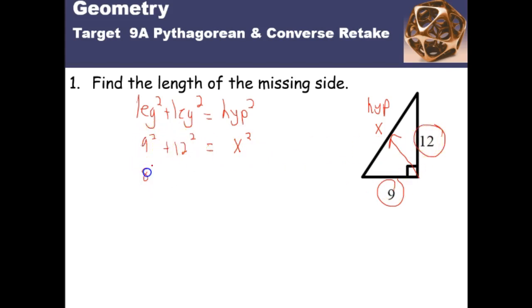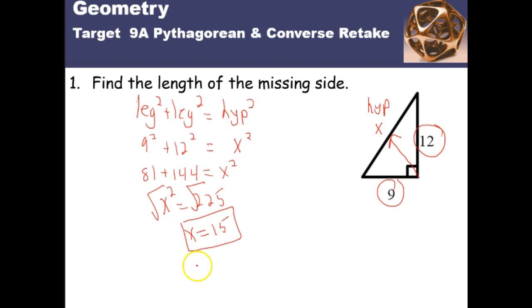Now 9 squared is 81. 12 squared is 144. That equals x squared. If I add 81 plus 144, I get 225. So I get x squared equals 225. Then I take the square root, and the square root of 225 happens to be 15. So my answer is 15.